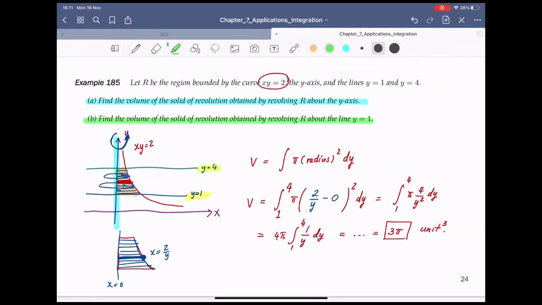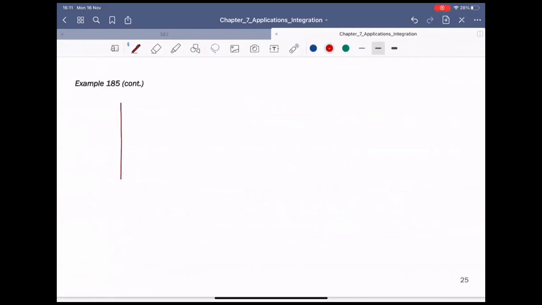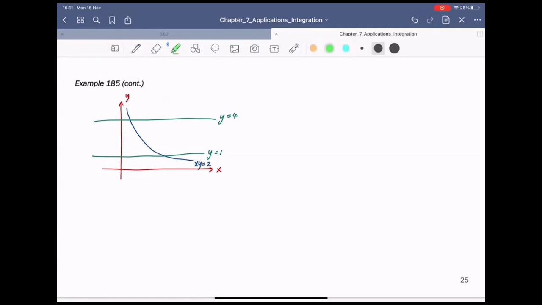I use the line y equal to 1 as my axis of rotation. So what should I do? Here I have x, y. I'm going to draw the picture first. This is the line y equal to 1. This is the line y equal to 4. And this is going to be my curve, xy equal to 2. So this time I use y equal to 1 as my axis of rotation.